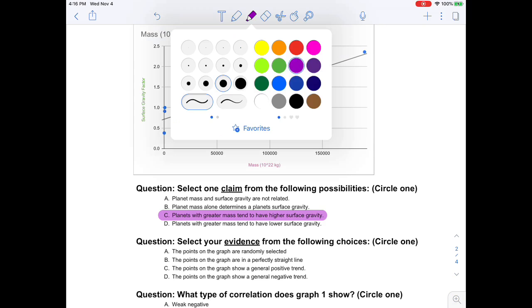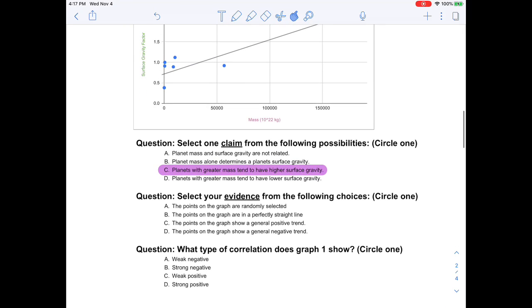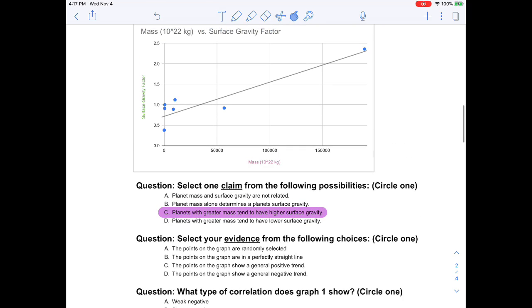All right, next question. Select the evidence from your following choices. So what evidence do I have for this? The points on the graph are A, random, B, the points on the graph are in a perfect straight line, C, the points on the graph show a general positive trend, or D, the points on the graph show a general negative trend. So this is a positive slope. My line is going up. So that is a general positive trend. It would be a negative trend if the line was going down and the slope was negative. So I am going to select C, the points on the graph show a general positive trend.